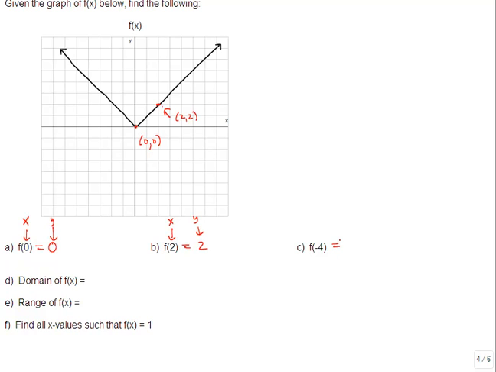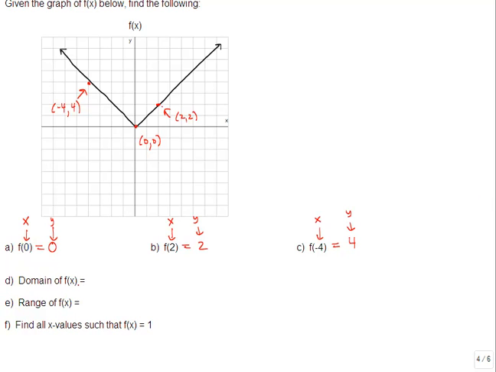Okay, and now we're going to do it one last time. We want to find out what happens when x is negative 4. So I'm going to go over to negative 4, go up to my graph, and find out what the y value is there. This is the point negative 4 for x and positive 4 for y. So the y value is 4. So whenever it's asking for f of something, it's asking for the y value.